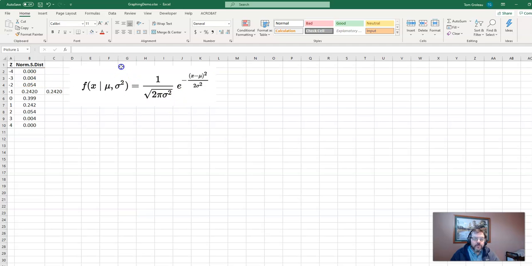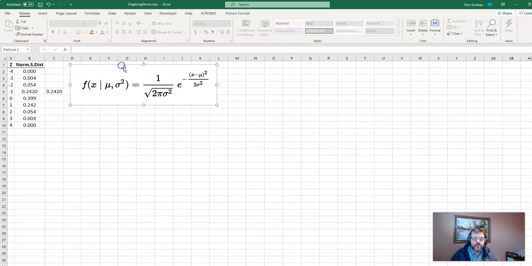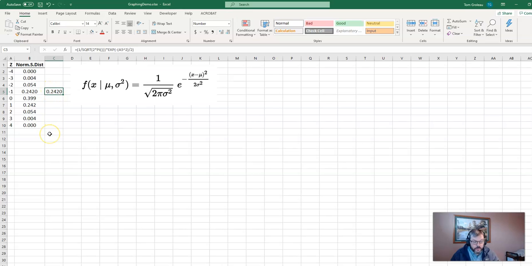Now, I threw on here, just to remind us, some normal distribution stuff. That is what the normal distribution function looks like, with a standard deviation of sigma and a mean of mu. Now, I'm doing the standard normal, which means the standard deviation is 1 and the mean is 0, so it makes it a little less complicated. But I wanted you to see in the spreadsheet what you would have to do if you didn't have the normal function.